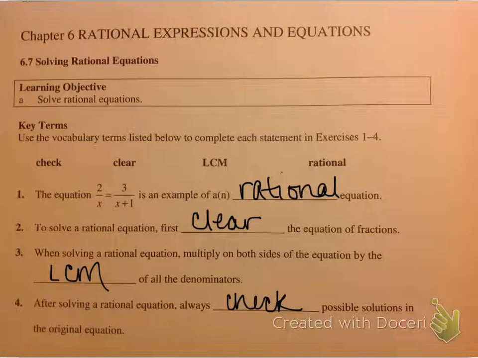In this lesson, we're going to look at solving rational equations. So the equation 2 over x equals 3 over x plus 1 is an example of a rational equation. To solve a rational equation, first clear the equation of fractions. When solving a rational equation, multiply on both sides of the equation by the LCM. And after solving a rational equation, always check possible solutions.